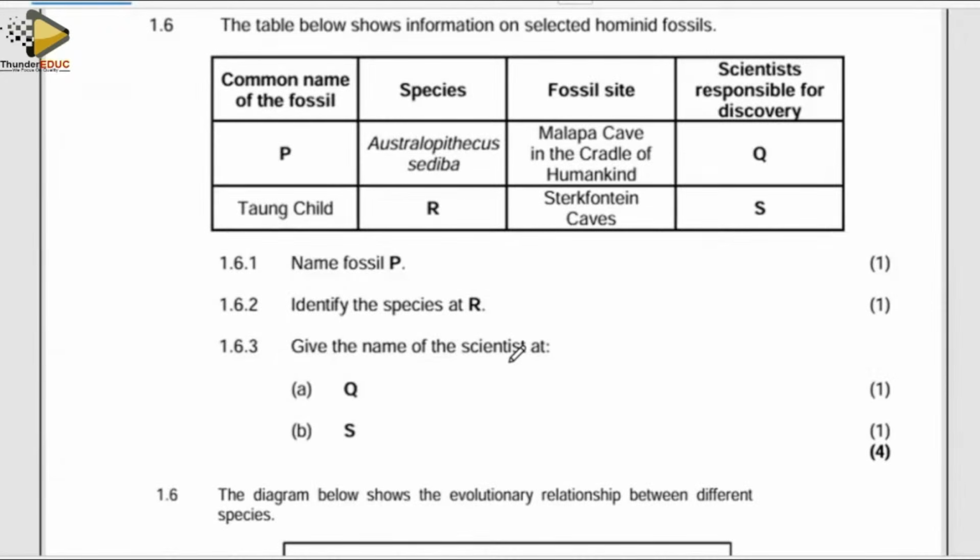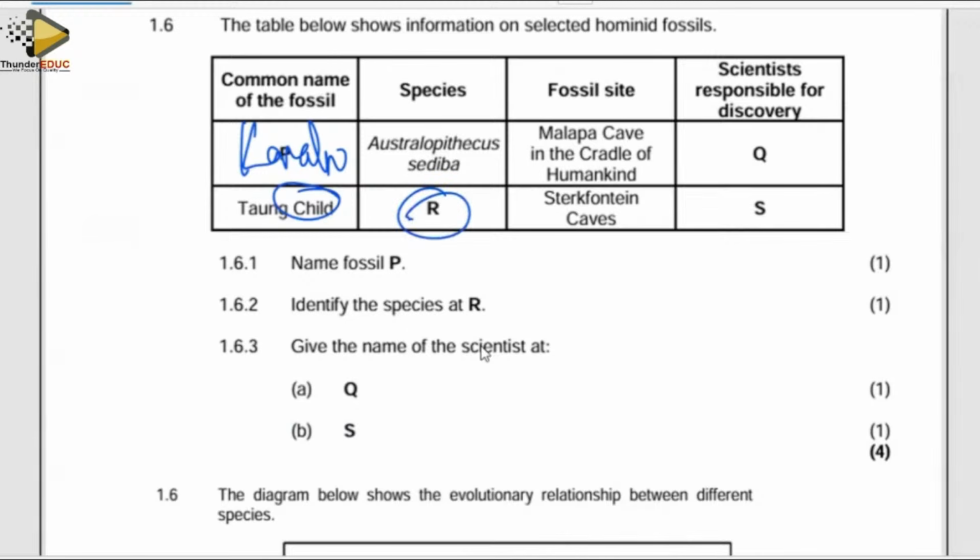The table below shows the information of selected hominid species. So we have the hominid species here in the table, and we're going to have to answer those questions. If you look at it, Australopithecus sediba, we call it Karabo. And then you have Australopithecus africanus, which is Taung Child, Mrs. Ples, Littlefoot. That's Australopithecus africanus.